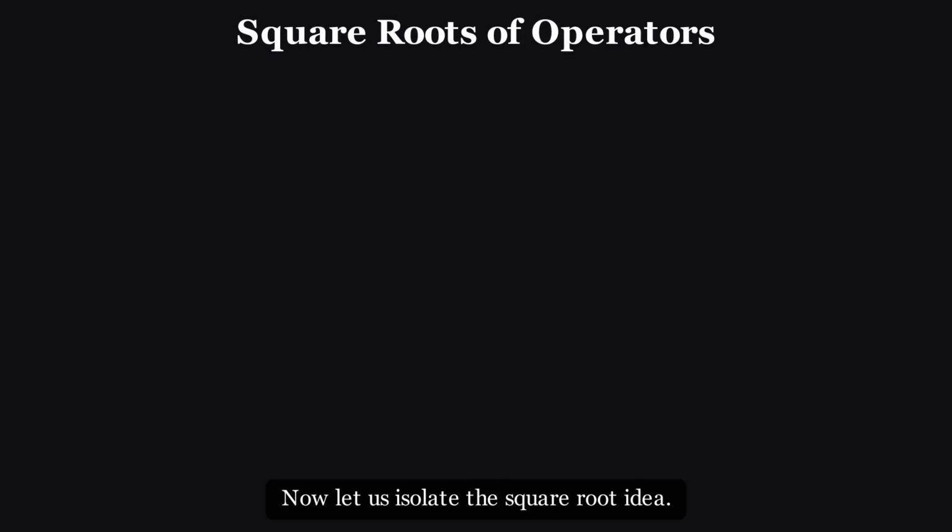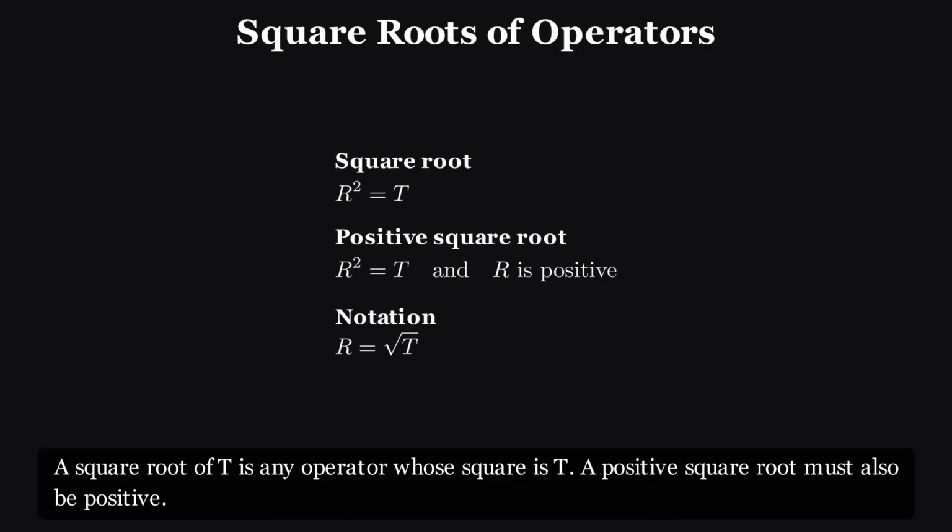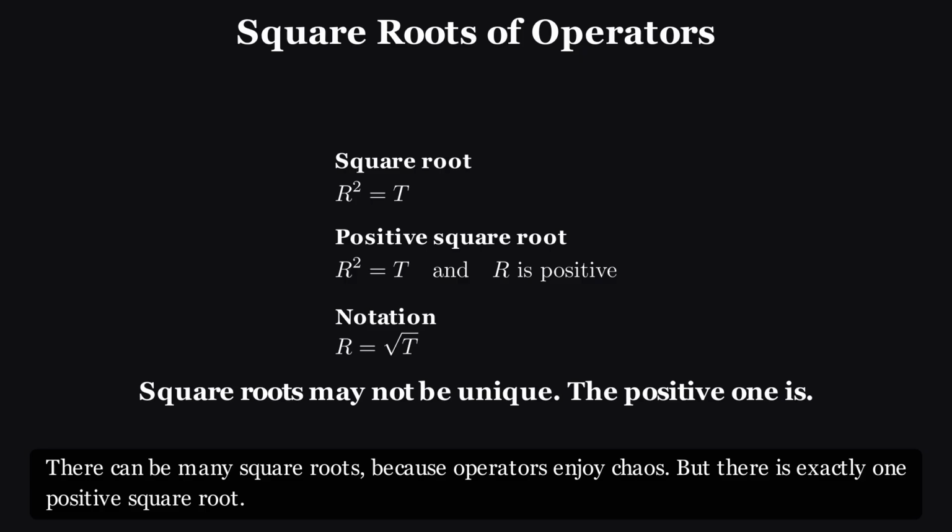Now let us isolate the square root idea. A square root of T is any operator whose square is T. A positive square root must also be positive. There can be many square roots, because operators enjoy chaos. But there is exactly one positive square root.